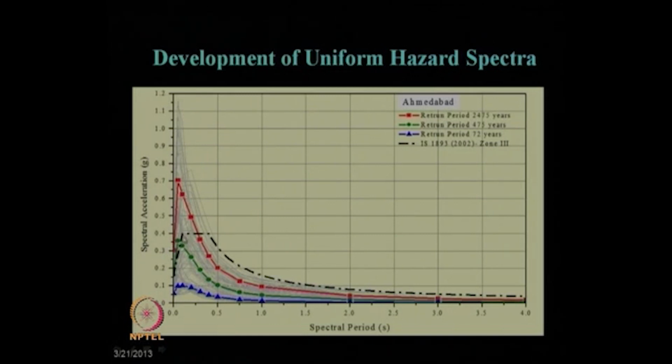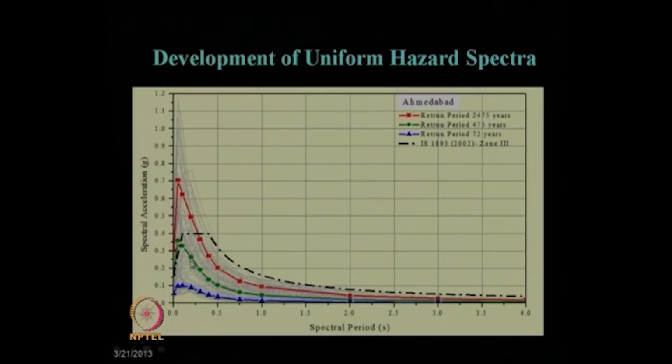But if you are planning to design an earthen dam or an important bridge or a nuclear facility in Ahmedabad region, you should go for return period of 2475. In that case, you should not design it for 475 years. In that case, again if you follow the codal provision blindly, you will make a serious mistake, because that value of spectral acceleration is much lower than the highest value of the spectral acceleration given for this 2475 years.